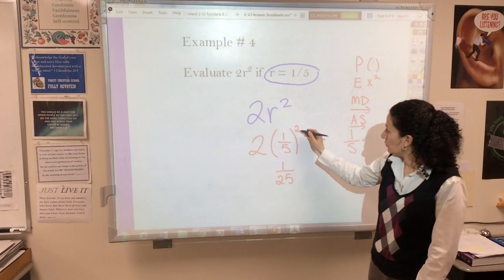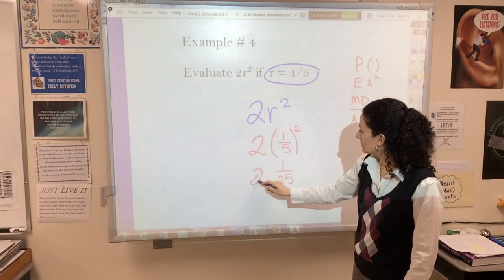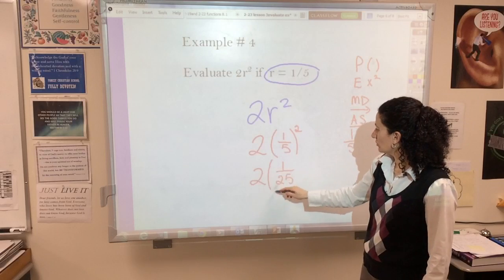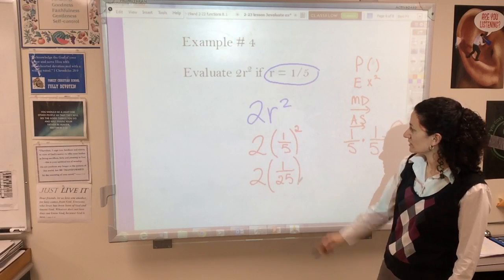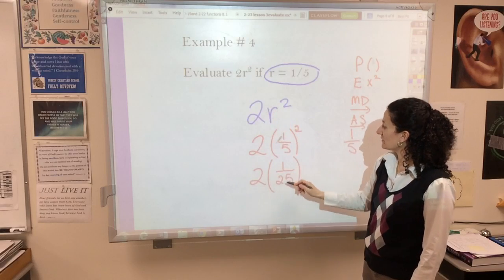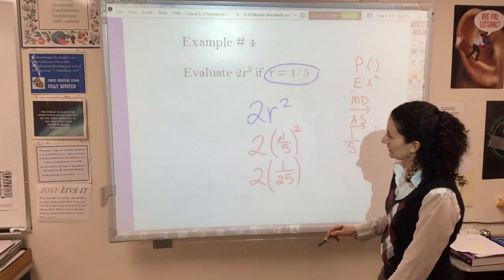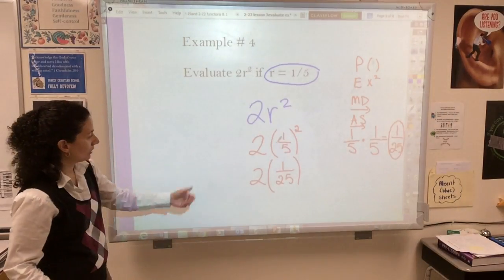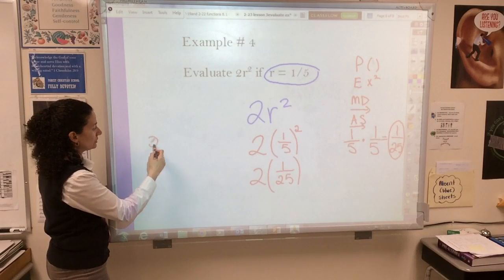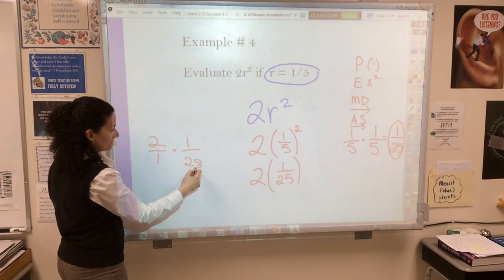Okay, so I've got 1/5 times 1/5 is 1/25. The last thing I'm going to do is figure out what to do with the 2. Well, that just means multiply. See, the 2 was next to the r in the beginning, so I have to now multiply 2 times 1/25. Well, that's easy. We know how to multiply a mixed number or a whole number times a fraction. We just write 2 over 1 and multiply it by 1/25.